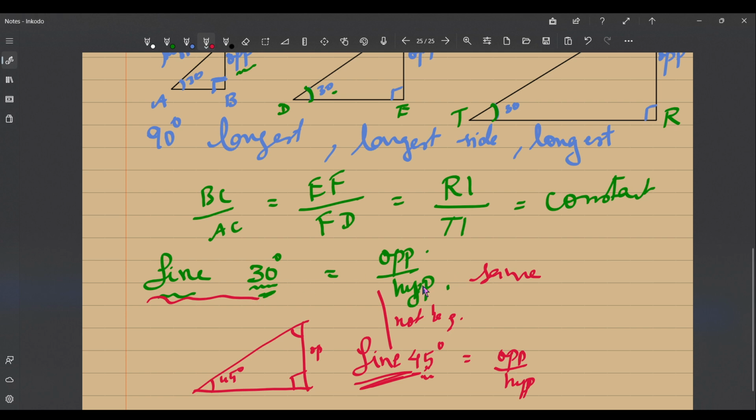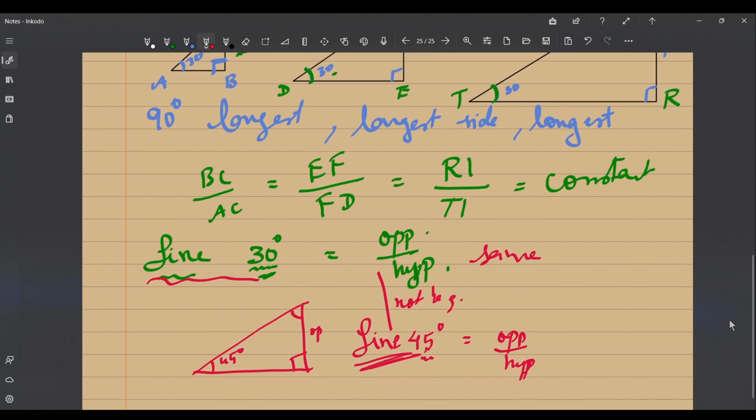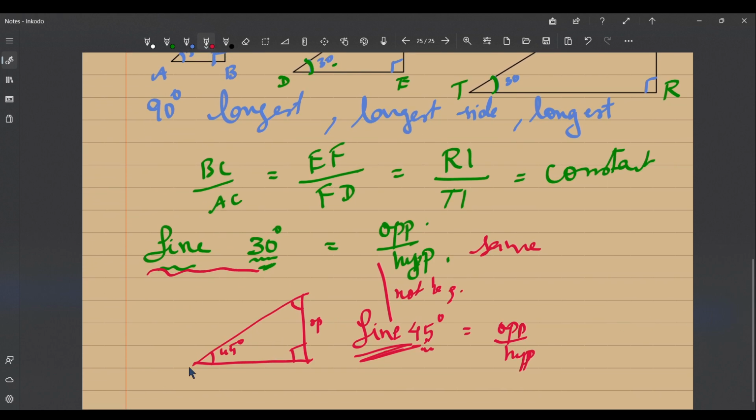I hope you followed this video, and there are of course many ratios in a right angle triangle. It is not only opposite by hypotenuse. You can write ratios of other sides also, isn't it? So we have many more ratios, and every ratio has a name given to it, and we will look at all these names in our next video.